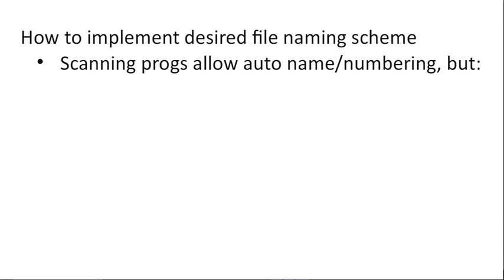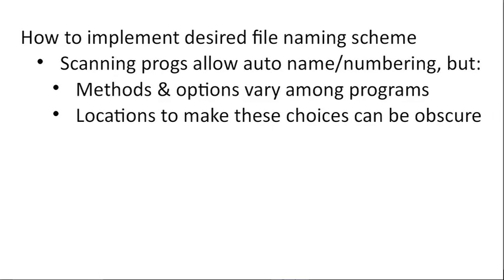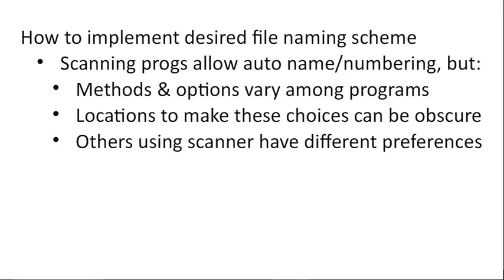So after deciding on a file name scheme, how do you implement it for your scanned photos? While most scanning programs have some type of user control over the automatic naming and numbering of their scans, the methods and options available vary greatly from one program to another. The locations within these programs to set those options also vary greatly and can be obscure. Further complicating the issues is that you are sharing a scanner over time with multiple other users who certainly have their own naming preferences, and if you do manage to change the program settings, they will remain so for others unless they also know how to change them.